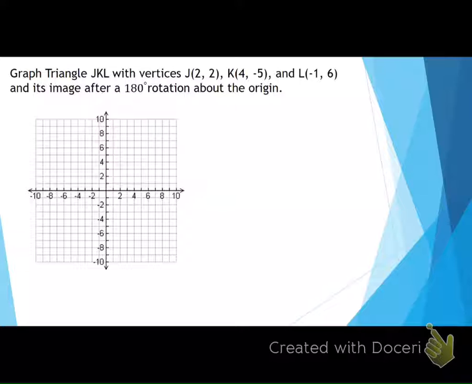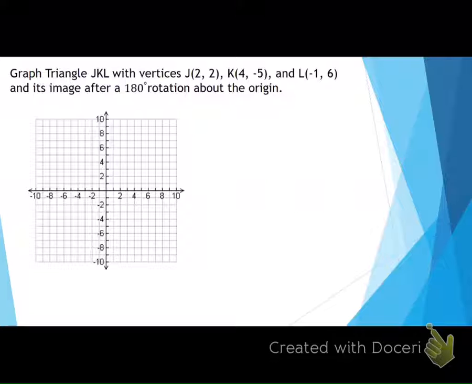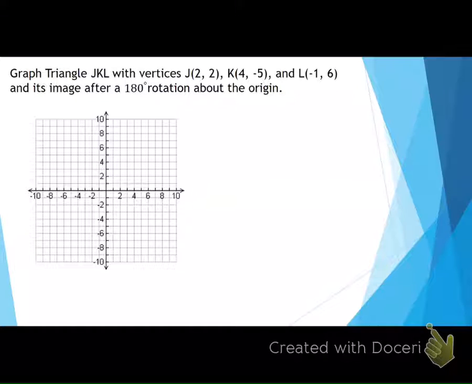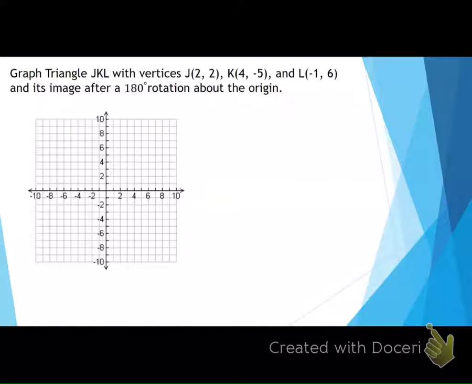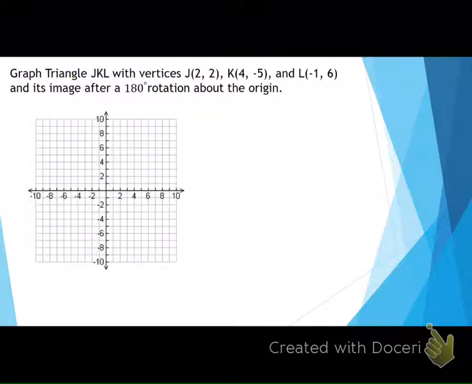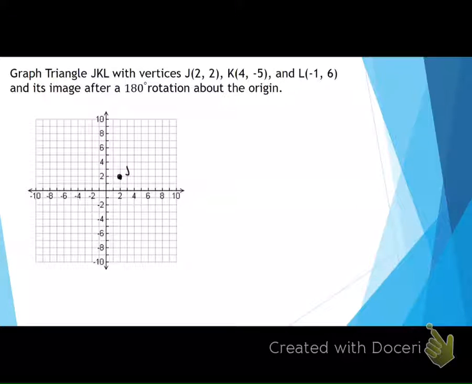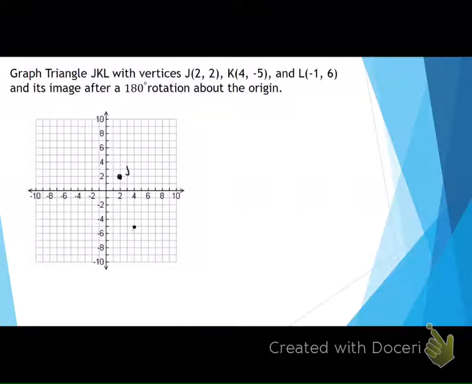All right, graph triangle JKL with vertices 2, 2, 4, negative 5, and negative 1, 6, and its image after a 180 degree rotation about the origin. Does it really matter that it doesn't tell you if it's clockwise or counterclockwise for 180 degrees? No, because 180 degrees counterclockwise and clockwise is the same. So, 2, 2, 4, negative 5, and negative 1, 6.